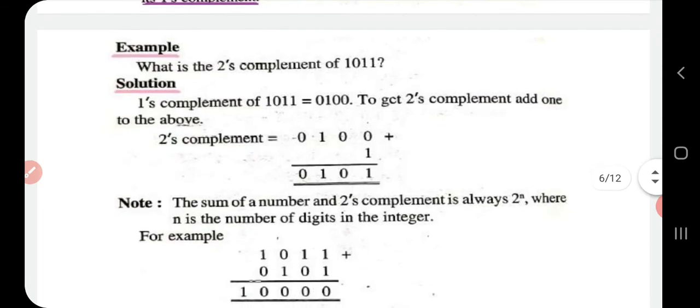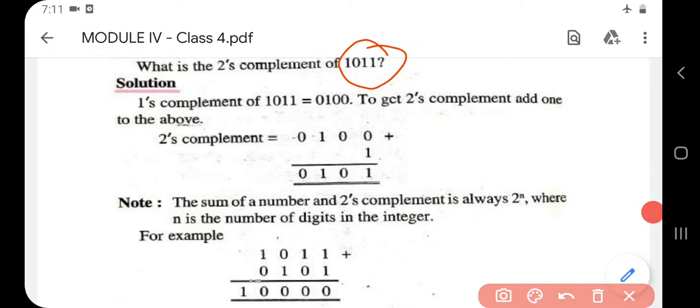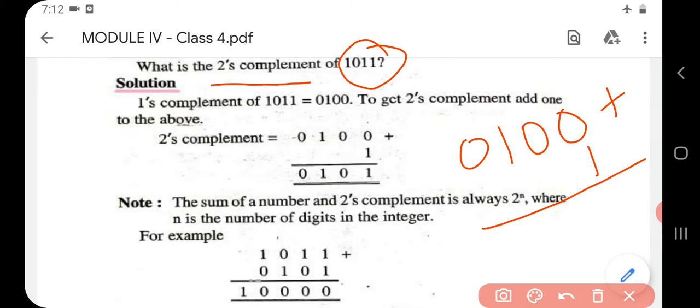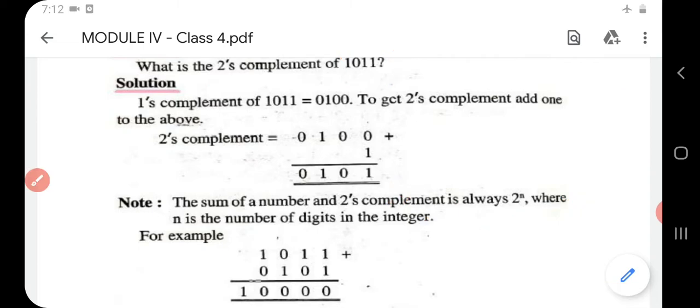Let us look at this example. You are asked to find the 2's complement of 1011. First, what is the step? You have to find the 1's complement of 1011. What is it? 1 will become 0, 0 will become 1, 1 becomes 0, and this is only the 1's complement. Now you are asked to find the 2's complement, so you have to add 1 to this 1's complement. So 0 plus 1 is 1. This is 0, 1, 0. See, this is the answer. So study that also, how to find the 1's complement and 2's complement of a given number.